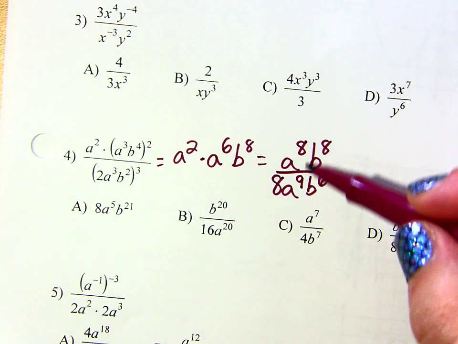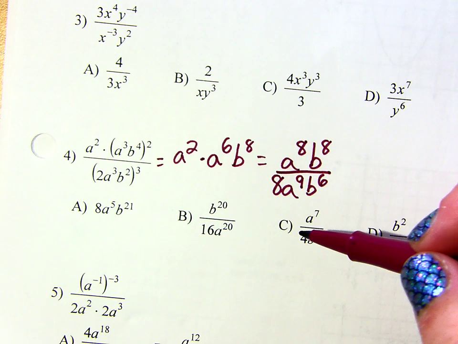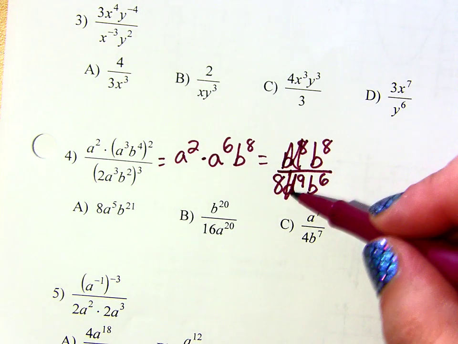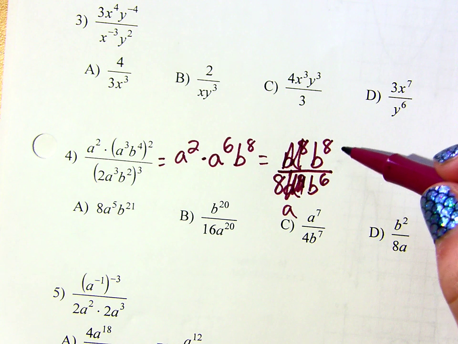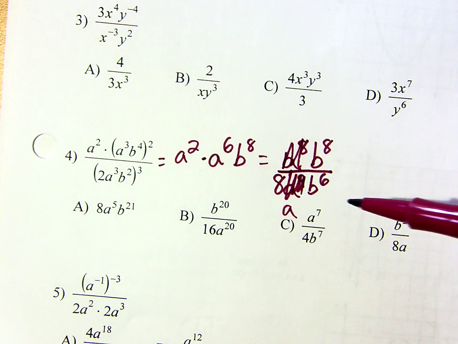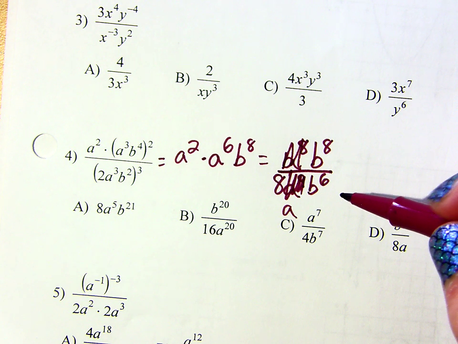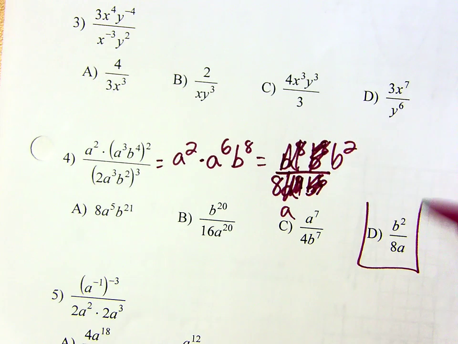But let's talk about the other ones. If I have 8 a's on the top and 9 a's on the bottom, wouldn't I just have 1 left on the bottom? Right? So those a's will all cancel out, and I'll just have a to the 1st on the bottom. If I have 8 b's on the top and 6 b's on the bottom, isn't there 2 left on the top? Right? Yes, so b squared on the top. So yes, we can confirm it is absolutely choice D.